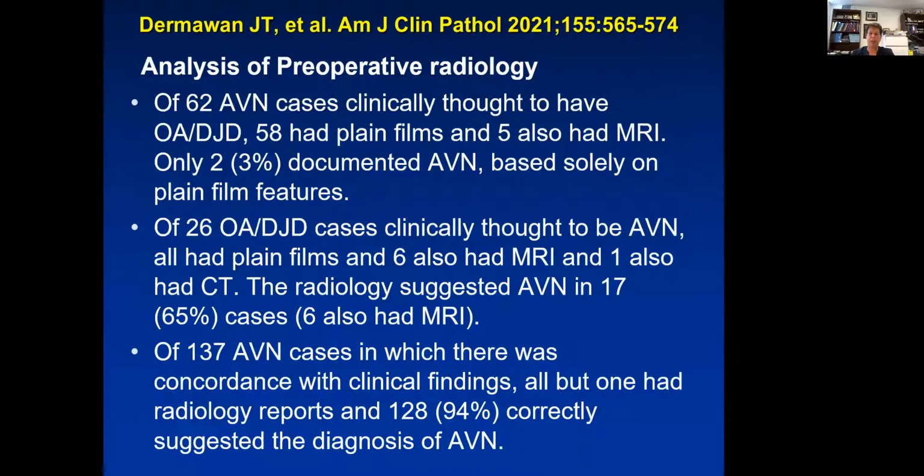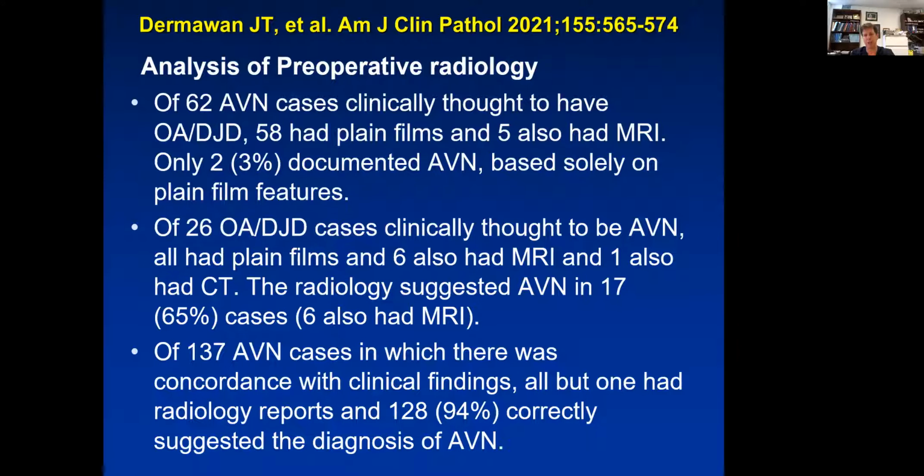So just judging by this, and I should have mentioned this earlier, most preoperative workups for hip arthroplasty specimens only include plain film. It's only when there's a stronger suspicion of additional pathology that they bring MRI in. Although it's not a lot in this particular case, we didn't see any evidence that MRI actually helped provide a more accurate diagnosis. Of the 137 AVN cases in which there was complete concordance with the clinical findings, all but 1 had a radiology report, and 128 correctly suggested a diagnosis of AVN.